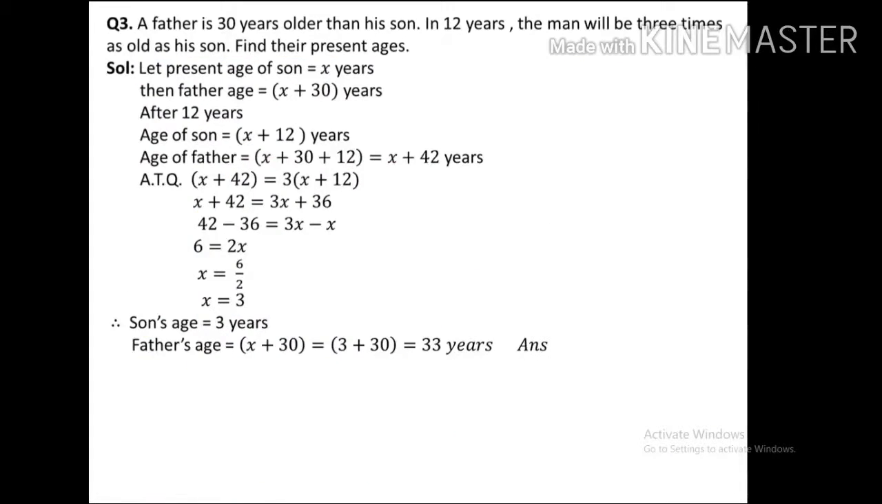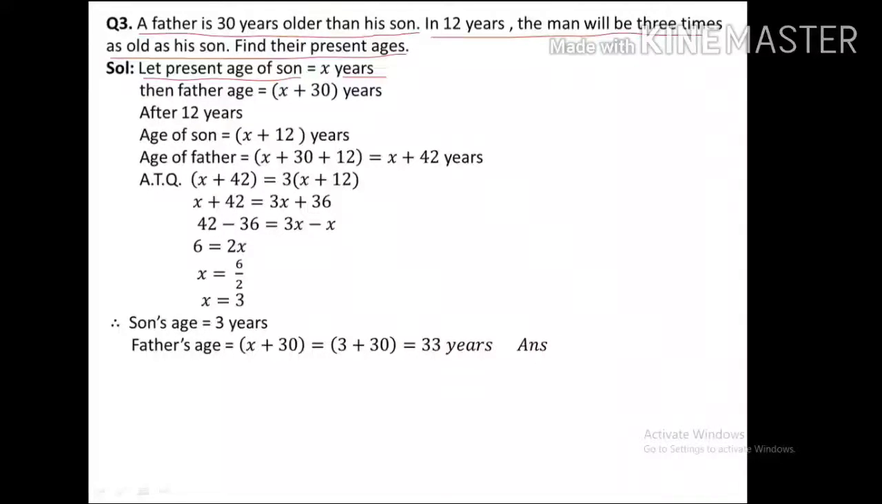Now we will move to the next one, that is question number 3. A father is 30 years older than his son. In 12 years, the man will be 3 times as old as his son. Find their present age. So first of all, we have to suppose the age of the son. So let the present age of the son be x years.